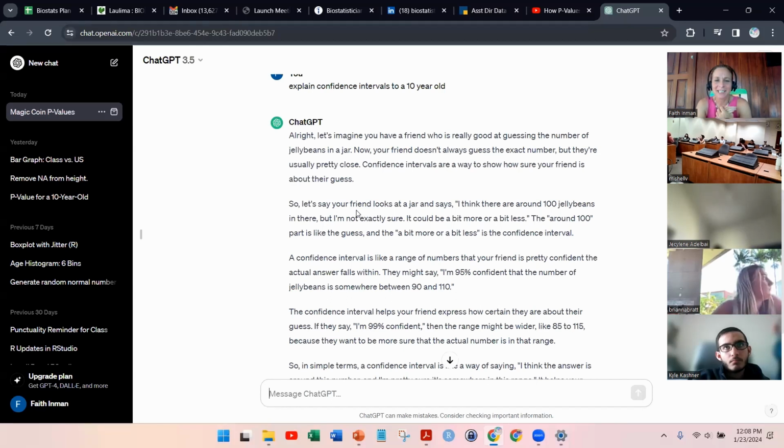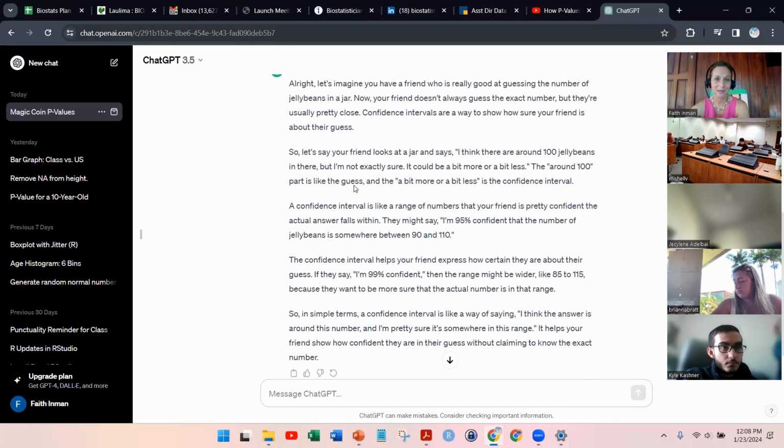All right, let's imagine you have a friend who is really good at guessing the number of jelly beans in a jar. Now, your friend doesn't always guess the exact number, but they're usually pretty close. Confidence intervals are a way to show how sure your friend is about their guess. So let's say your friend looks at a jar and says, I think there are about 100 jelly beans in there, but I'm not exactly sure. It could be more or a bit less.